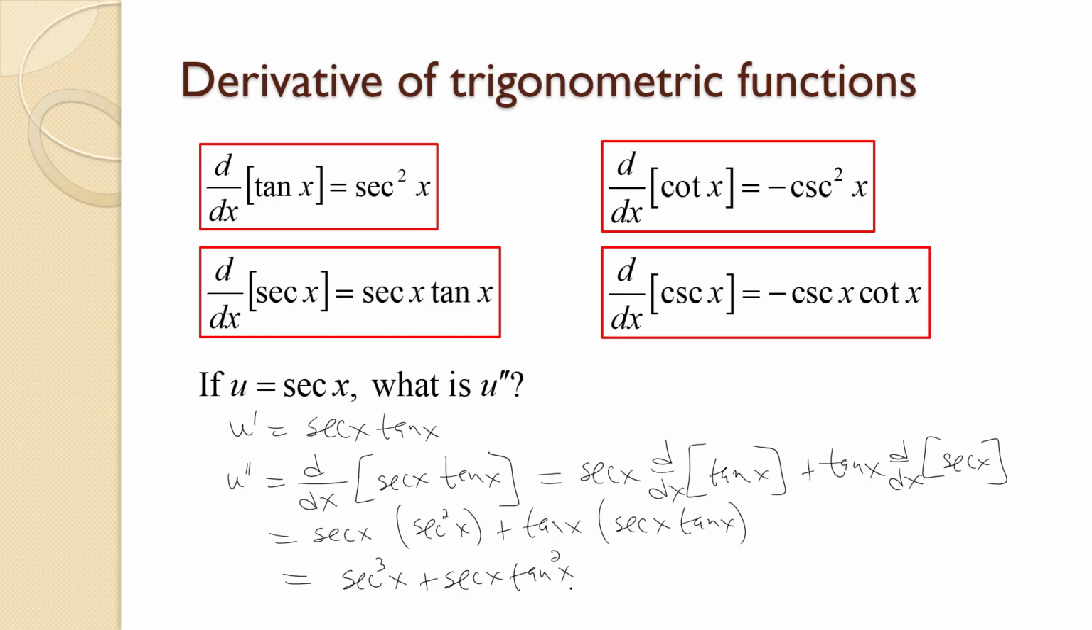Now, if you want to, you could pull out the common factor of secant here, but maybe we don't care too much. But you could if you wish to. It doesn't really seem to simplify any further, though. So I would probably just leave it alone.